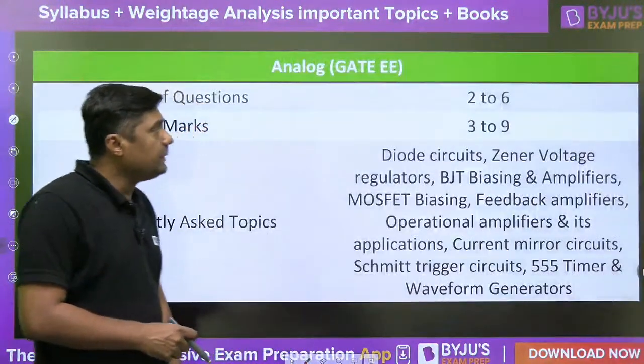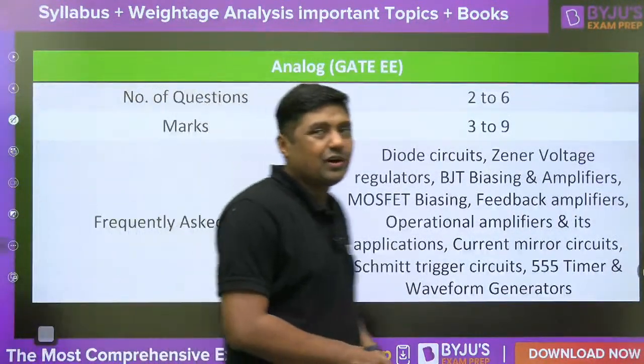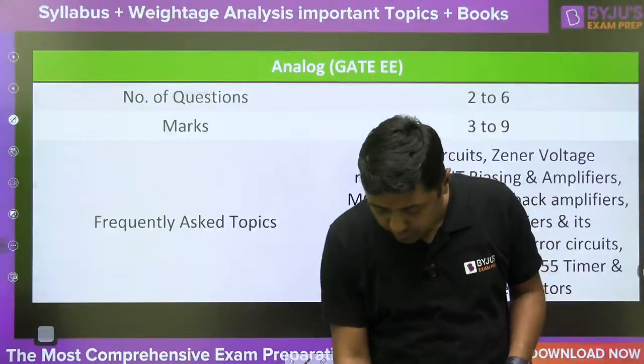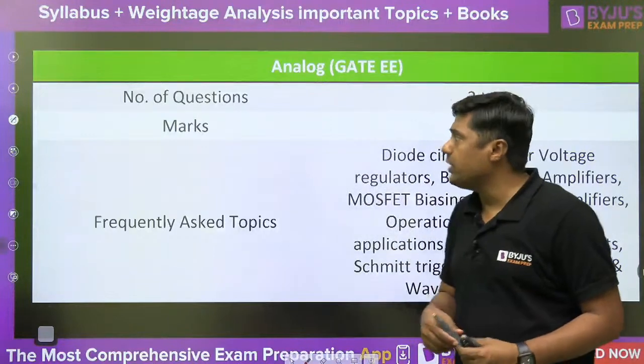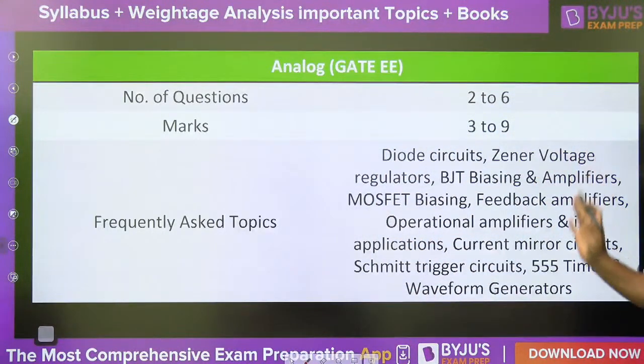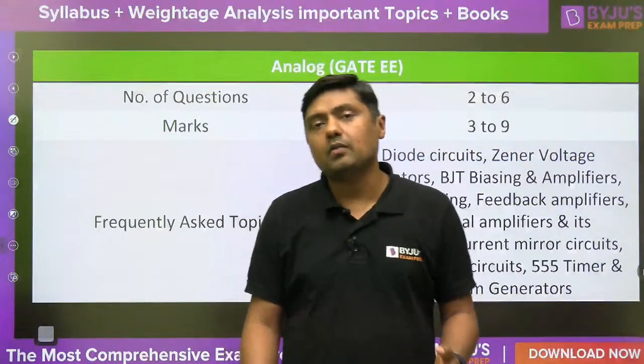Okay. Then what about the weightage? That is important. That will motivate you. What about the weightage of analog for electrical students and for electronics students? So for electrical students, number of questions 2 to 6, 3 to 9 marks out of 100. Because we are having the core subjects like what? Machines, power systems, power electronics.